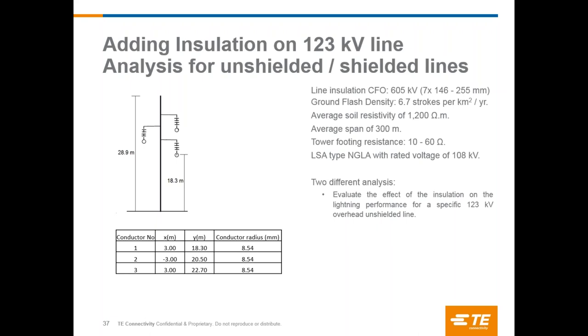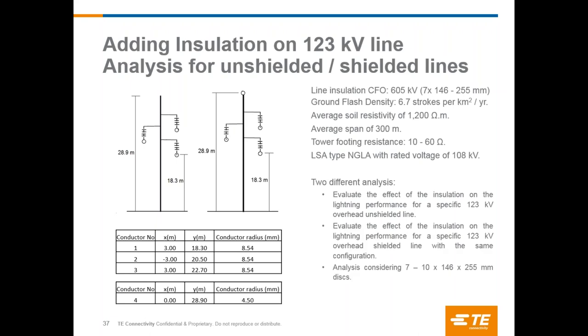In this case, you are simulating the line arrester application through a no-gap line arrester with rated voltage 108 kV. Two different analyses. First, evaluate the effect of the installation on the lightning performance for a specific 123 kV overhead unshielded line. And then, adding a shield wire in this line and consider the effect of the insulation in the same case but with the line now shielded.